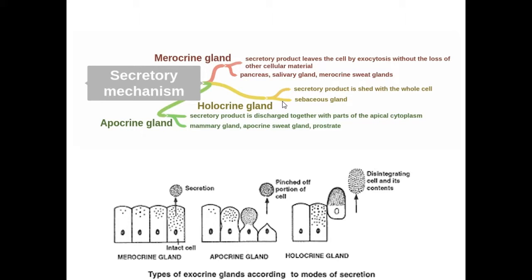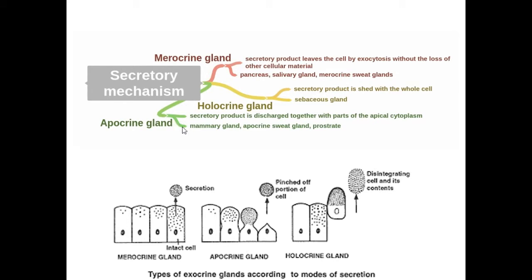In holocrine gland, for example sebaceous gland, the secretory product is shed with the whole cell. Stem cell will be divided by mitosis. The cell produced will move to the upper parts. When moving upwards, the cell will increase in size. Secretory product is synthesized in secretory granules. Then the secretory granules will reach the upper parts. Thus the cell will burst, releasing all the contents.